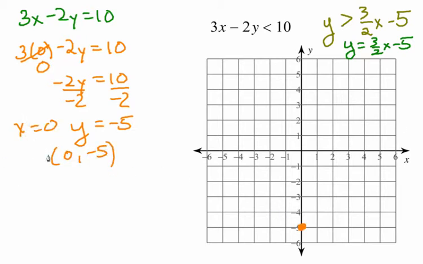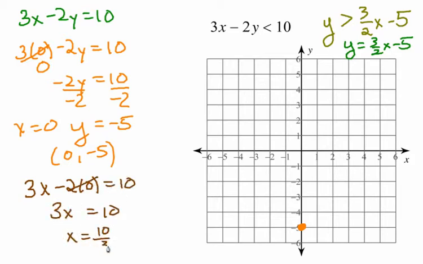And then we can do the same thing to find the x-intercept by plugging in 0 for the y value. So in this case, x is going to equal 10/3, which is 3 1/3. So we have an x-intercept at 3 1/3, comma 0. So 3 1/3, 0 is going to be about here. So our boundary line goes right through here.